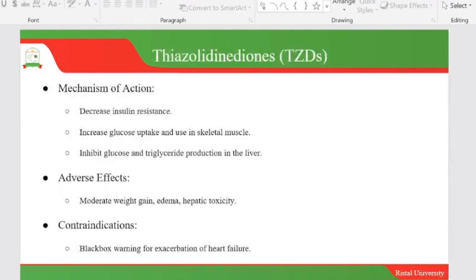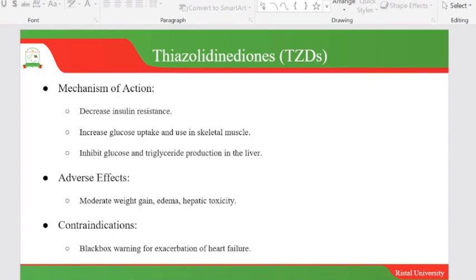Let us look at thiazolidinediones, or what can be abbreviated as TZDs. So the mechanism of action of these drugs is to decrease insulin resistance, increase glucose uptake and use in skeletal muscles, then inhibit glucose and triglyceride production in the liver. So the adverse effects here include moderate weight gain, edema, hepatic toxicity.